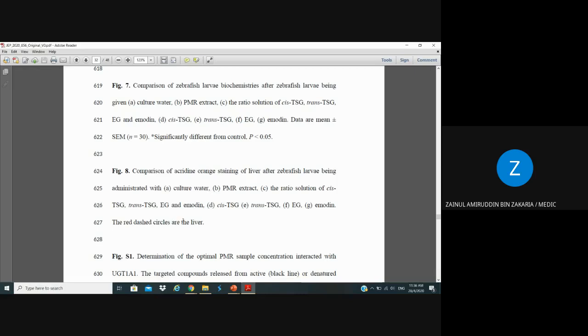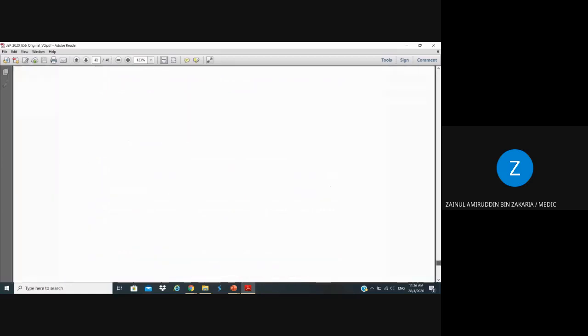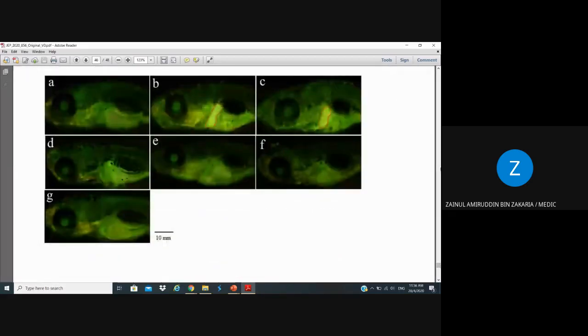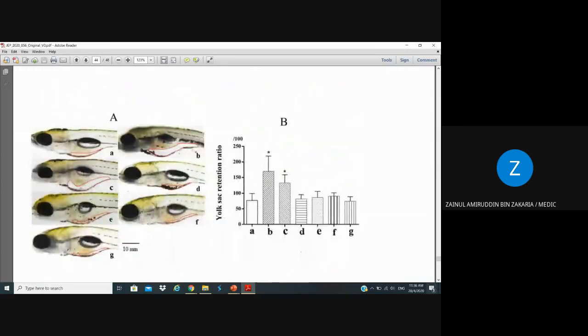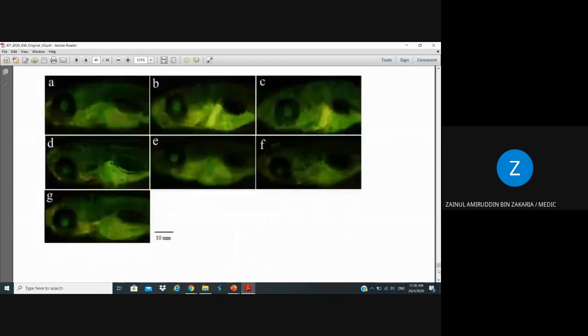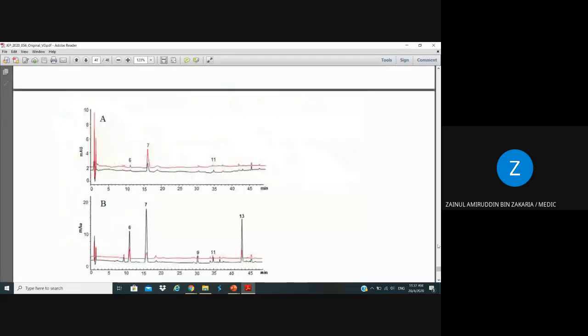Okay, the red dashed circles are the liver. You can see from the observation, this is the liver. You do staining and you can see the liver becomes bigger due to toxicity. Due to toxic, membengkak, swollen. So you can see that using the proper staining.